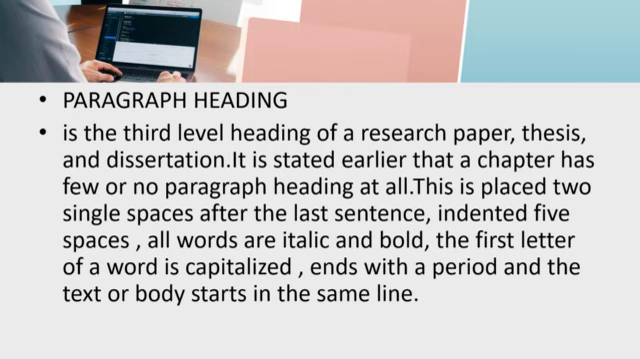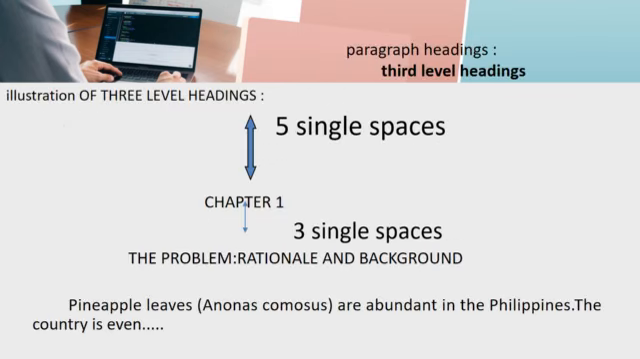Next is paragraph heading. Paragraph heading is the third level heading of a research paper, thesis, and dissertation. It is stated earlier that a chapter has a few or no paragraph heading at all. This is placed 2 single spaces after the last sentence. Indented 5 spaces. All words are italic and bold. The first letter of a word is capitalized, ends with a period, and the text or body starts in the same line. Okay, now look at the given illustration of the third level headings.